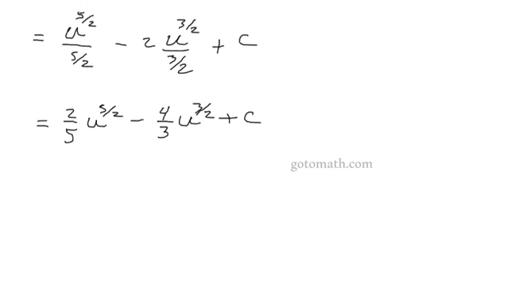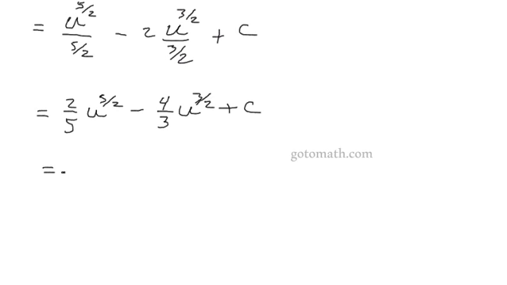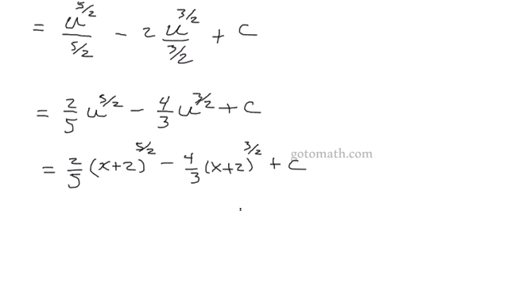So scrolling, it equals 2/5 times x plus 2 raised to the 5 halves minus 4/3 x plus 2 raised to the 3 halves, and then plus c.